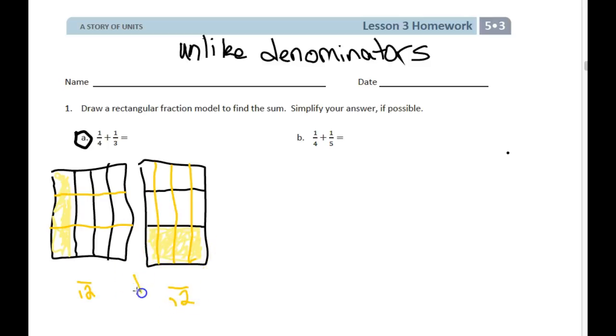So now let's look and see what we're adding. This is 1, 2, 3 twelfths. This is 1, 2, 3, 4 twelfths. And when we add 3 twelfths and 4 twelfths, 3 plus 4 is 7, and we have the same size. It's kind of like if you have two shirts, one's a medium and one's a large. You could say you've got two shirts, but you couldn't say you've got two mediums or two larges, could you? So we've got to make them the same size.